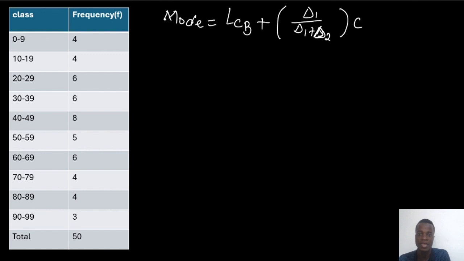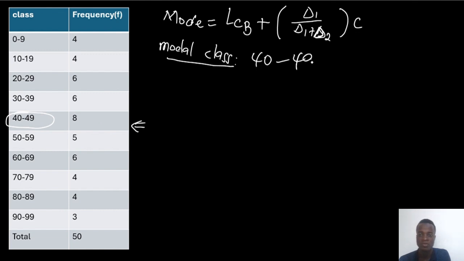So let's find these items to find the mode. First, we need to find the modal class. The modal class is just the class with the highest frequency. If you look through this, the greatest frequency is 8. So the modal class is 40 to 49, meaning our mode will fall within this class.